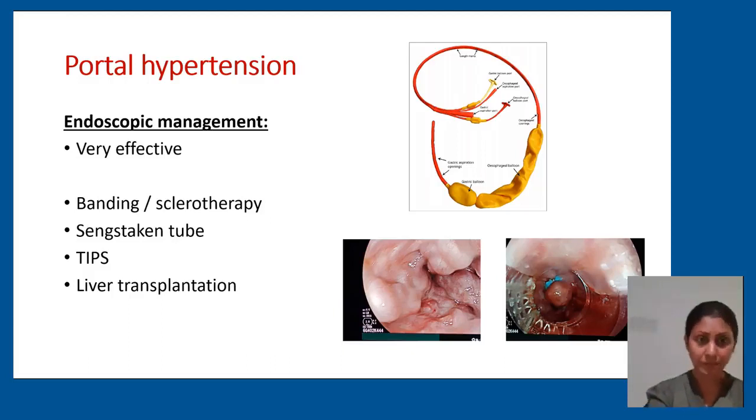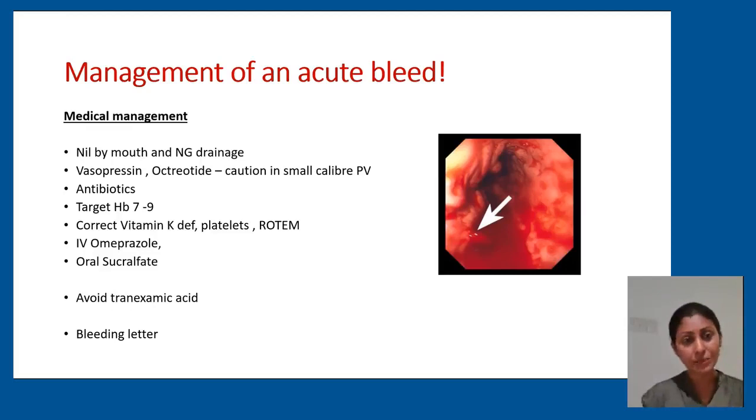as the ultimate cure. This is just to tell you how to manage an acute bleed, because that is life-saving. It's very important. Initial resuscitation is very important. You put 2 cannulas and give fluid boluses, then blood transfusions and monitoring. That is very important. And you keep the child nil by mouth and put an NG tube for open drainage. Drugs-wise, you can use octreotide or vasopressin.